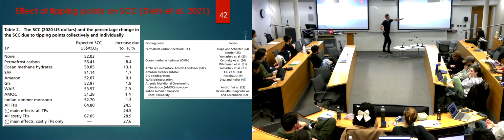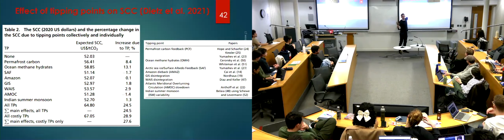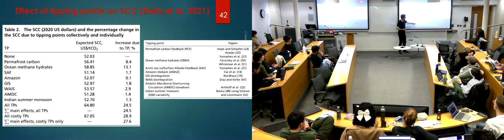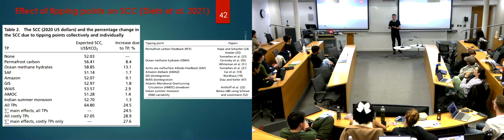Let's give you the numbers. Given some basic damage function and some discount rate, he starts at an optimal carbon price of, five years ago, 52. Then you add the tipping points, you're at 67. Your carbon price goes up by 30%, so to say. That's the outcome of their paper.